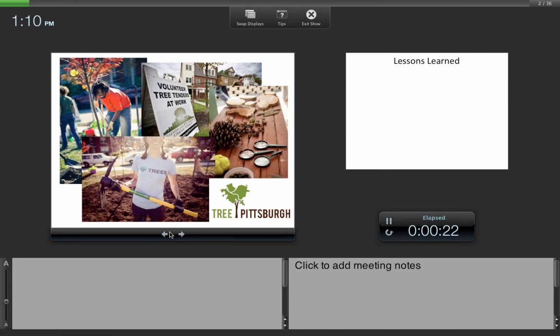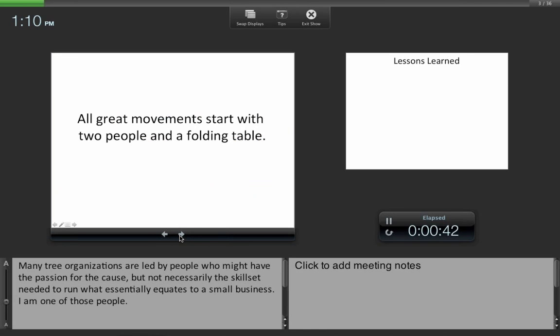Okay. So I put this quote here, all great movements start with two people and a folding table, because I have a feeling that a lot of folks on the call today are similar to me in that I did not go to school to be an executive director. I had no formal training in this. My background is liberal arts, but I was very passionate about the environment. I got started as a volunteer. I joined the board of directors of an organization back in 2000 and ended up taking over that organization. I was 22 years old at the time, right out of college.